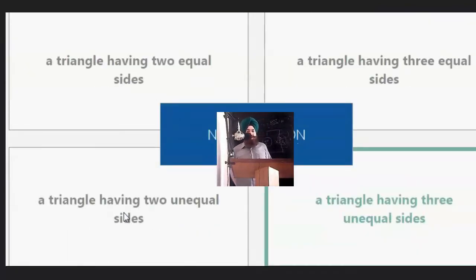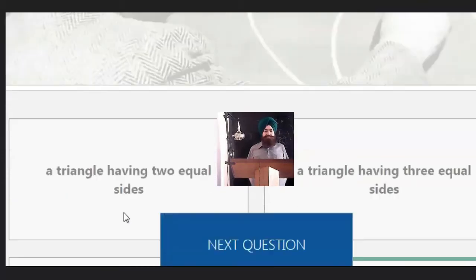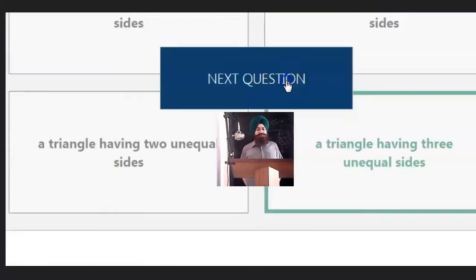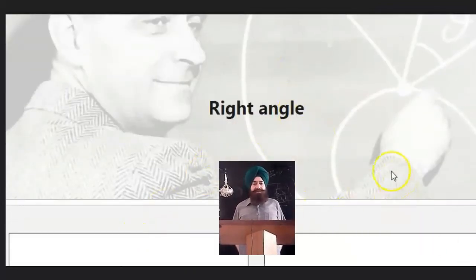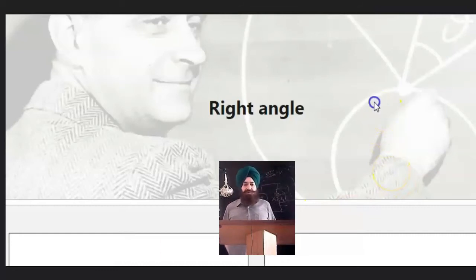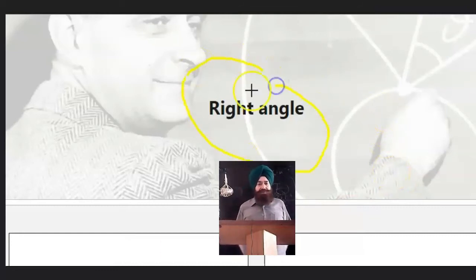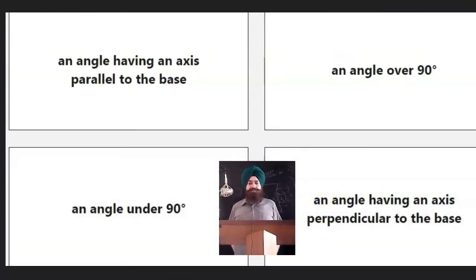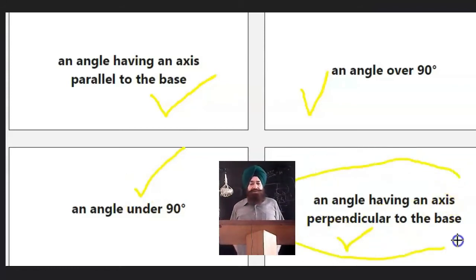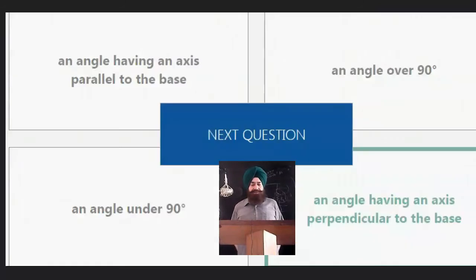Now the next question. What is our next question? It is, what is a right triangle? What do you think? So very simple questions. There are 4 choices again. One is an angle having an axis parallel to the base. First choice. Second, an angle over 90. Third, an angle under 90. And an angle having an axis perpendicular to the base. So this is the correct answer.